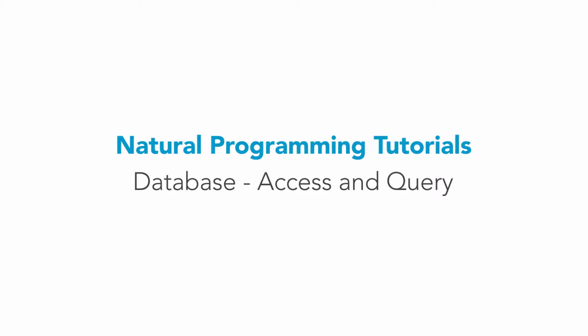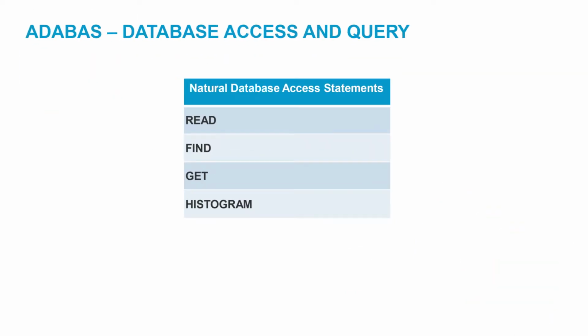This unit is a short introduction to accessing ADABAS data from Natural. These are the 4 basic Natural statements for accessing data in ADABAS. Read for sequential access, find for selecting a set of records, get for getting one record using an internal database key, and finally, histogram for giving a count of records with specific key values.